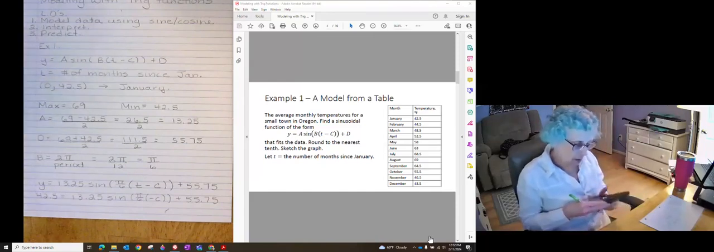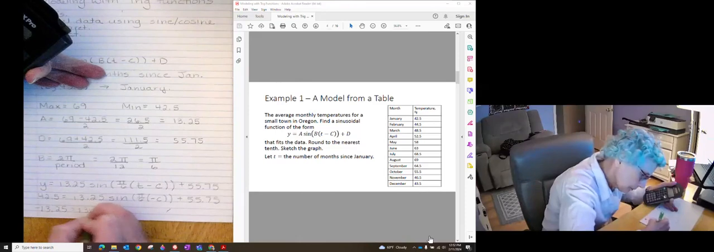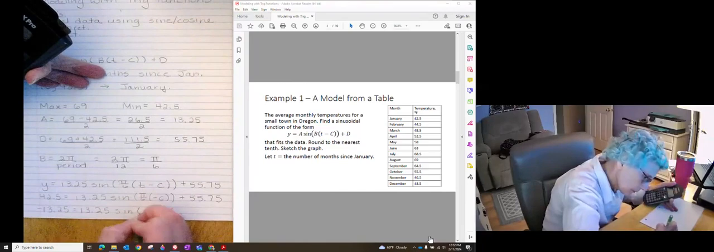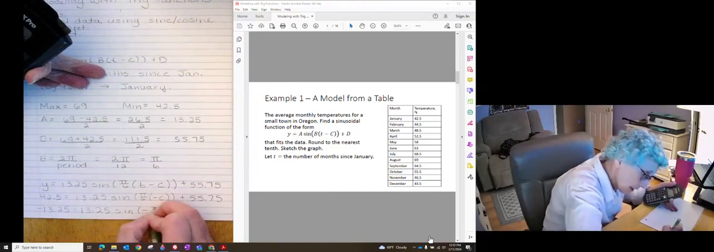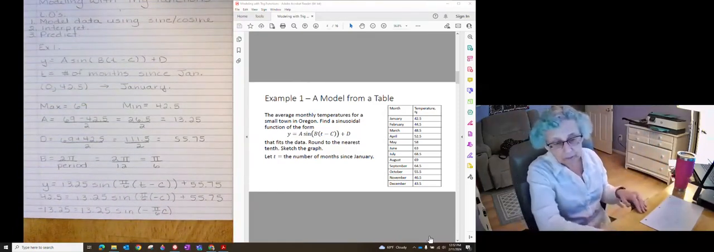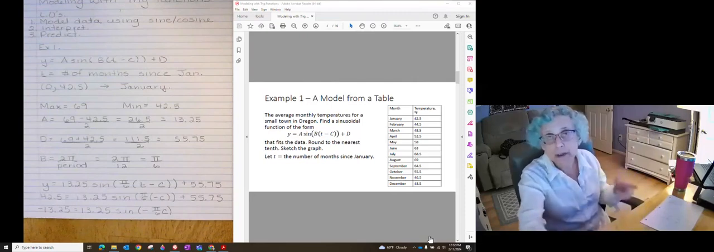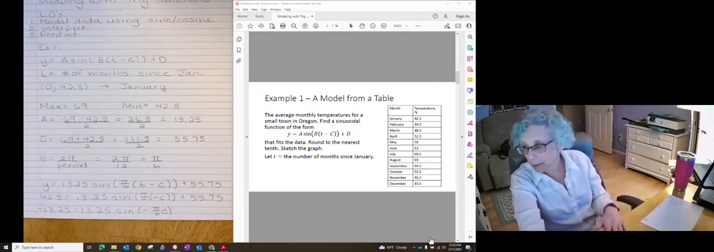So minus gives me negative 13.25. And I'm going to write this as just negative pi over 6 times c. I'm going to divide both sides by 13.25 and put it on the back of the page, and I'll meet you back here shortly.